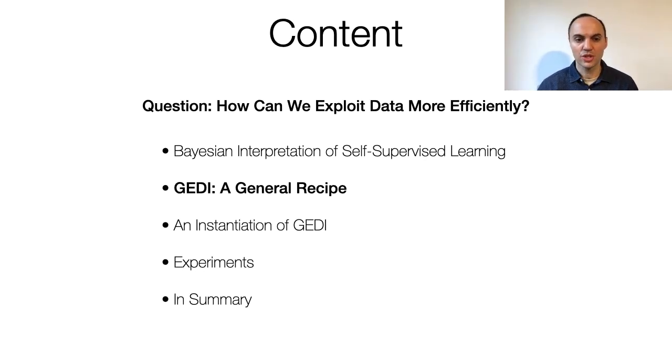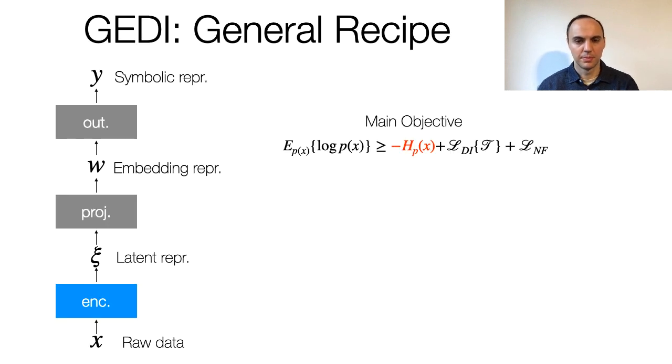Okay, so let's focus now on our solution, GEDI, and provide a general recipe. Here I placed the objective that we have devised before as a summary of existing self-supervised learning approaches. Remember that we were not paying any attention to the red term. If we introduce a generative model, we can lower bound the negative entropy in the following form, where p of psi is our generative model. Now, by replacing this inequality into the main objective, we get our GEDI objective.